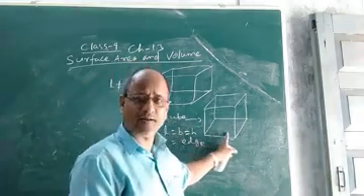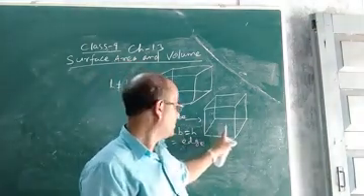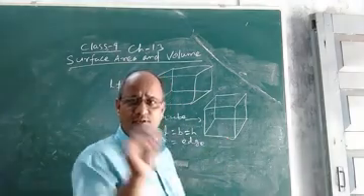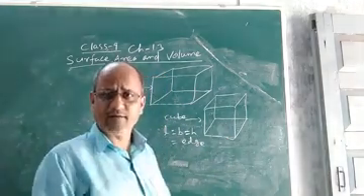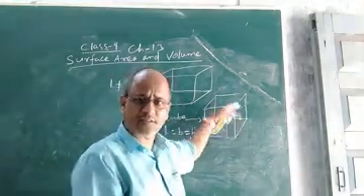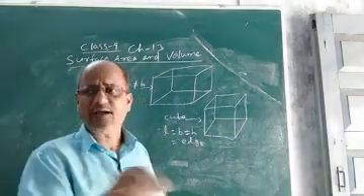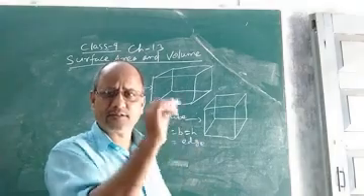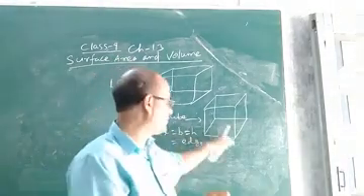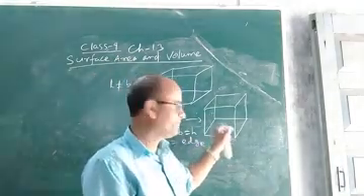And in a similar manner, find the area of each plane surface of the cube, which is a square. Find the area of all the 6 plane surfaces, which are squares, by the formula side into side, and add the area of all the 6 faces. You will get the total surface area of the cube.